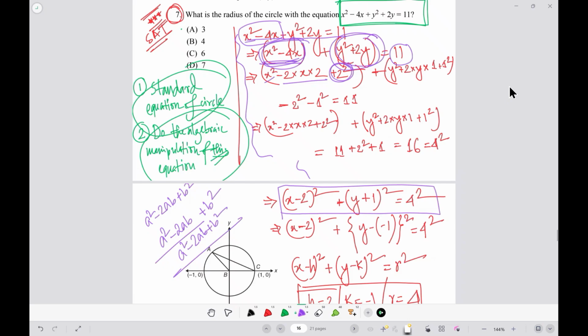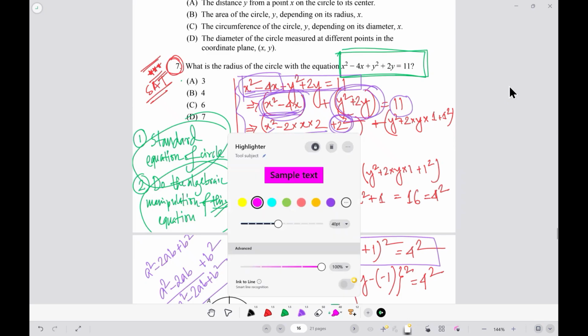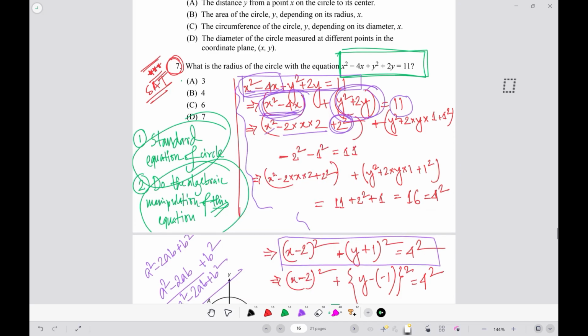Okay, I'm telling you again. Basically, we have x squared minus 4x, right? Because this is the very first line of this equation. We're just making a packet of x and a packet of y. This is a packet of x, and this is a packet of y.